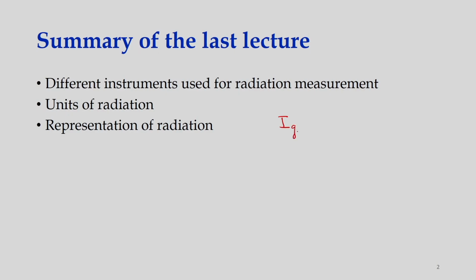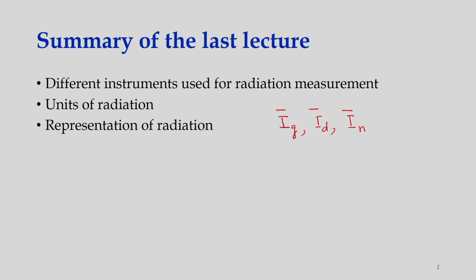So how these parameters are represented. If we are dealing with instantaneous values, we will use only Ig if we are interested in global radiation, then Id in case of diffuse radiation, then In for normal radiation. And if we are interested in hourly average, then we will put a bar on the top of these parameters.